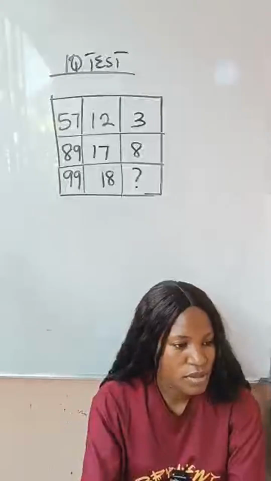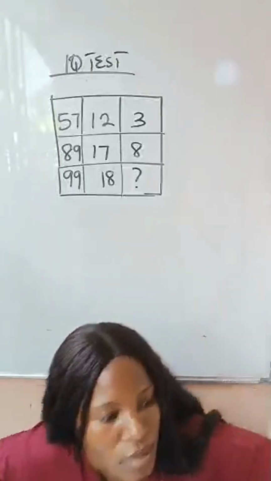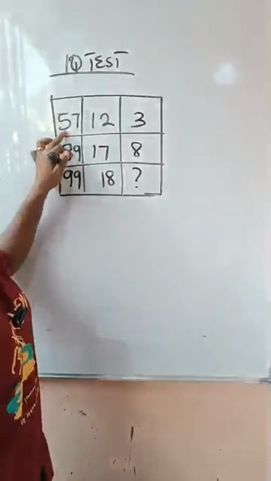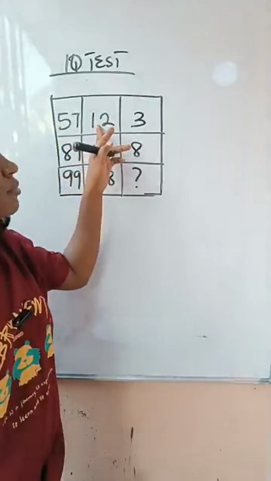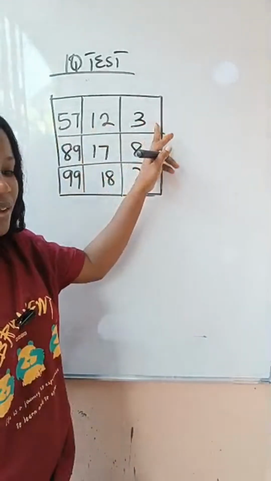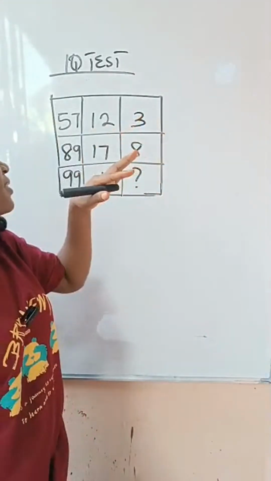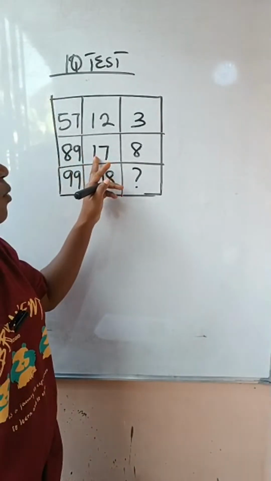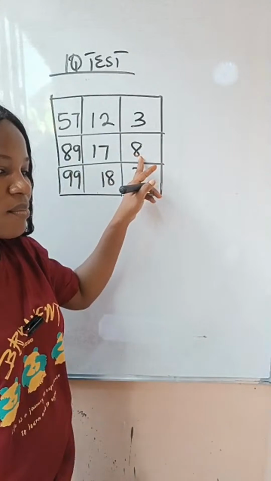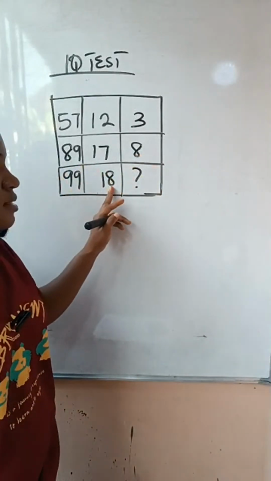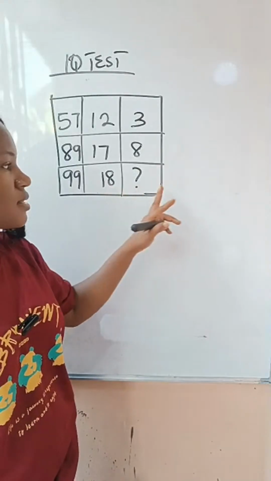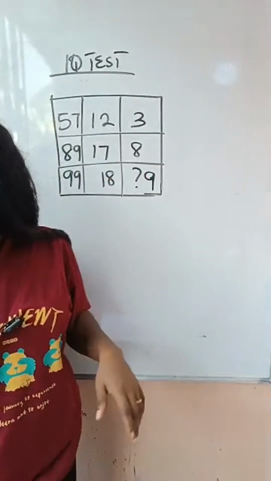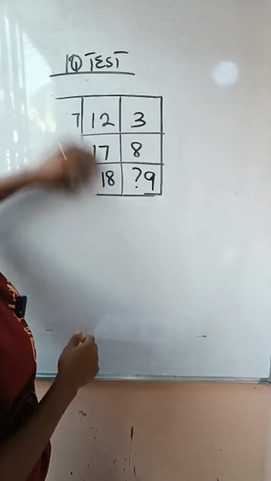All right, let's solve this. It's very easy, pretty easy. Yes. 5 plus 7 will give us 12. And 1 plus 2 will give us 3. Okay? Don't stress yourself too much. Now 8 plus 9 is 17. And 1 plus 7 is 8. 9 plus 9 is 18. And 1 plus 8 is 9. So the missing number is 9. Yeah, that is the missing number.